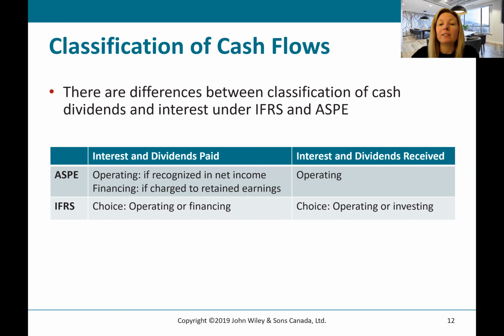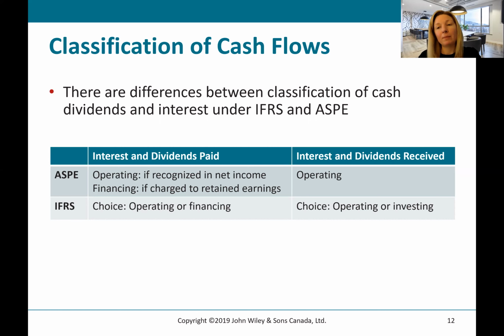Same thing for interest and dividends received. If we're getting interest on an investment, or if we are receiving dividends from another company, ASPE says it has to go through operating cash flows, but IFRS says it can go through operating or investing.